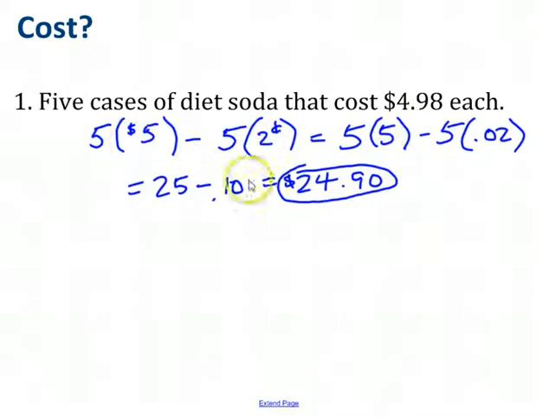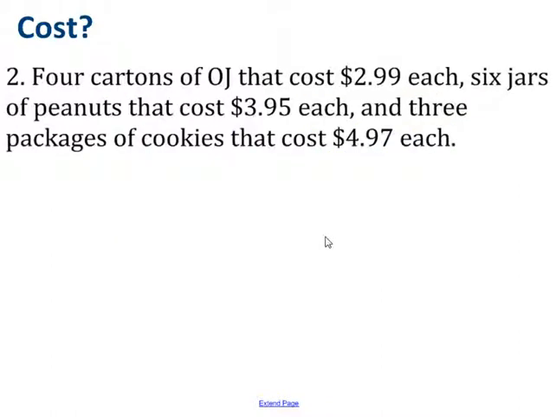5 times $5, that's 25 bucks. Minus 5 times 2 cents, 25 bucks minus 10 cents is $24.90. Not so hard actually to do in your head. It might not even be necessary to have pencil and paper at all. Here, take a challenge. Here's a more complicated one. And hit the pause button, and when you come back, I'll show you the answer.